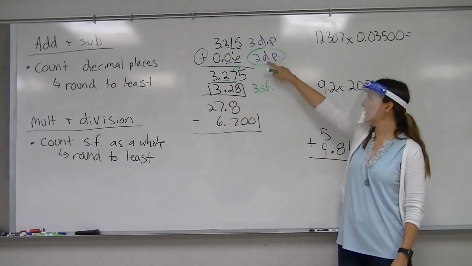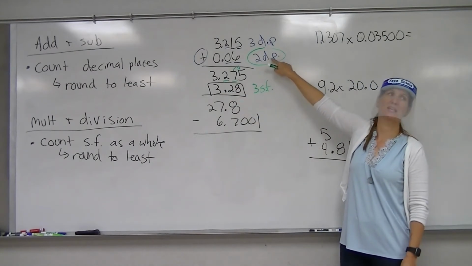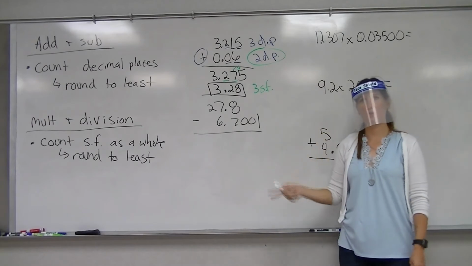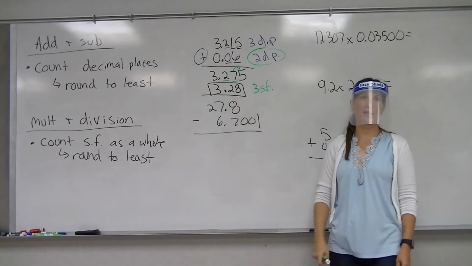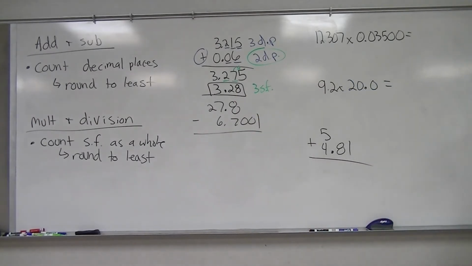So a lot of people will be like, oh, 2. No, it's 2 decimal places, not 2 significant figures. You have to see what your final answer is going to be to figure out total sig figs.